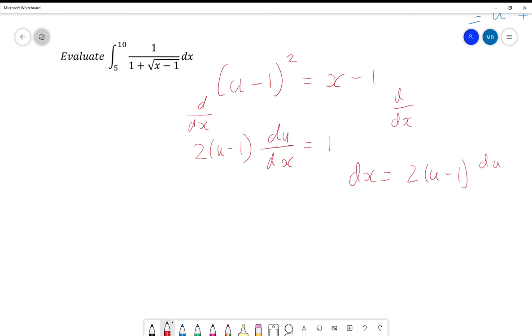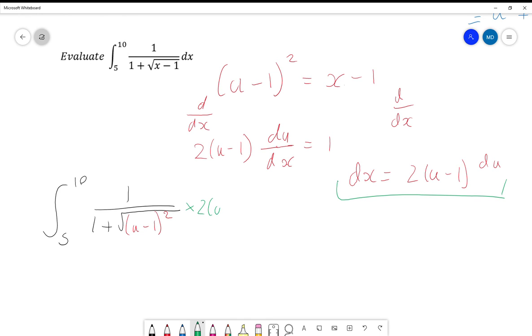And now let's substitute everything in. So we're evaluating the integral from 5 to 10 of 1 over 1 plus, and I'm saying x minus 1 is u minus 1 squared, so u minus 1 squared, and then I said dx was this, so we're going to multiply that by 2 lots of u minus 1 du.